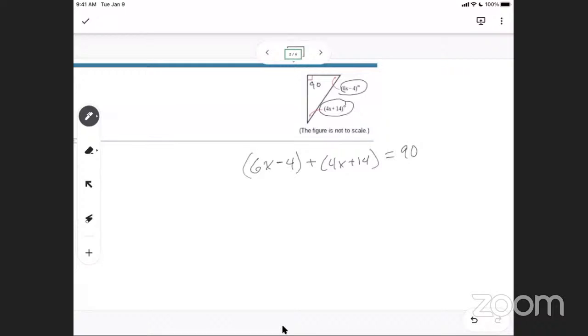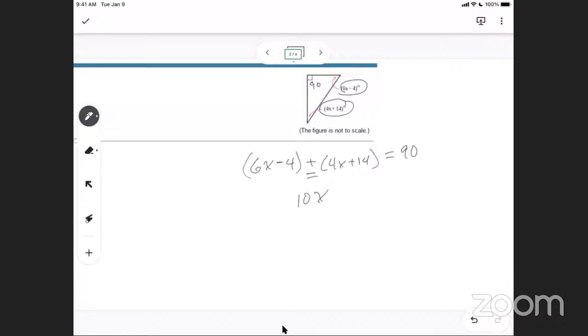You do 6x times 4x, or is it added? Or you add them together? You tell me. I think you add them together. Yep, that's right, because there's a plus sign in between it, right? So what's 6x plus 4x? 10x.